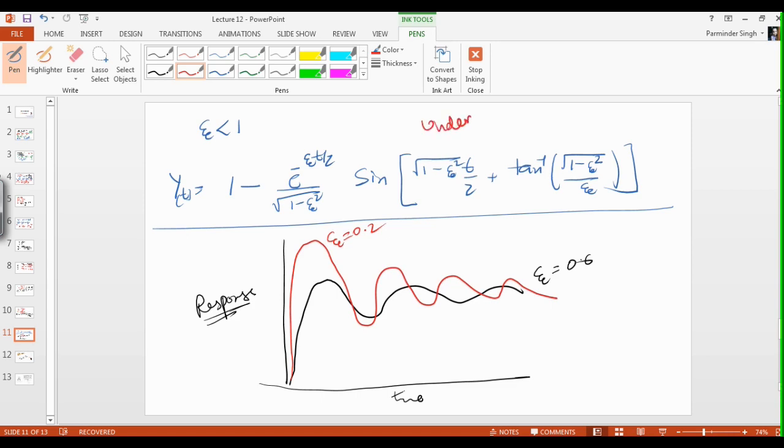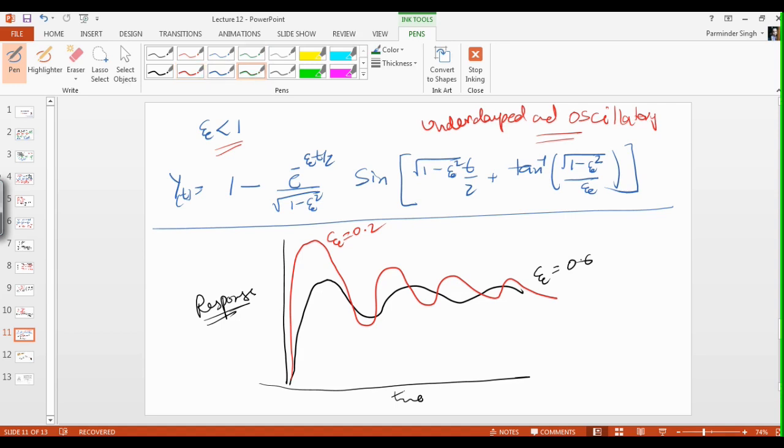So this nature is called underdamped and oscillatory, because as long as zeta is less than 1, the system will behave like this. The system will have oscillations and it's underdamped in nature.